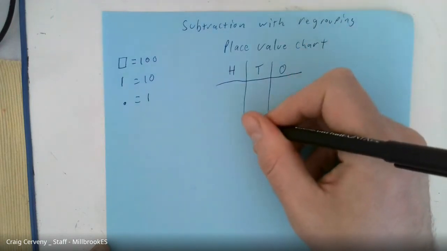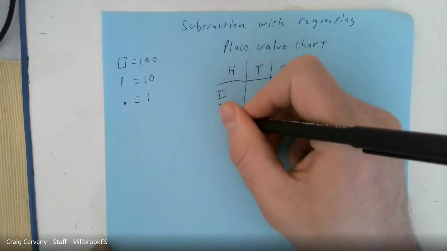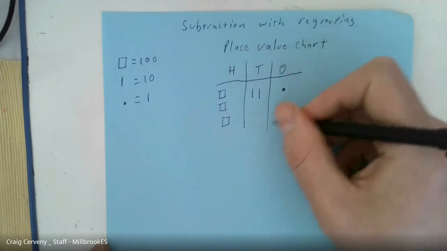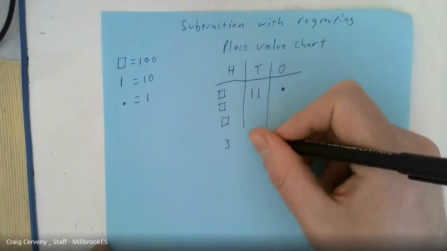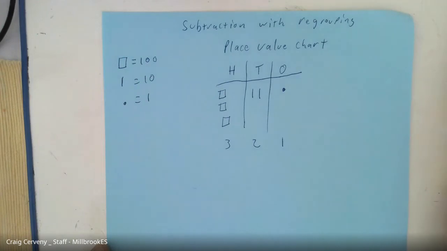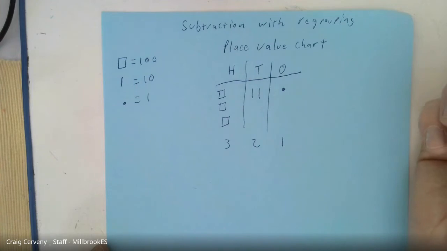For example, we would do 321. This is 3 hundreds, 2 tens, and 1 one. That's 321. We're going to just be focusing on double-digit subtraction right now with regrouping.